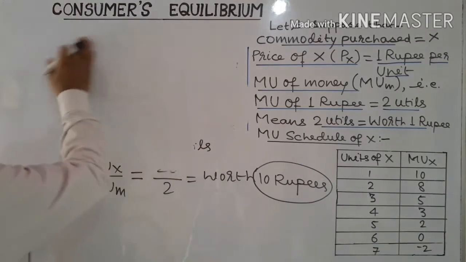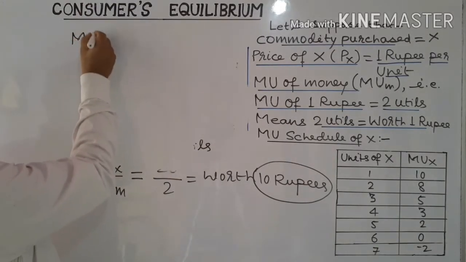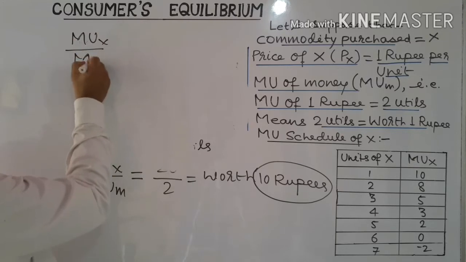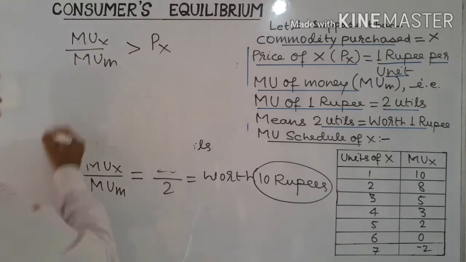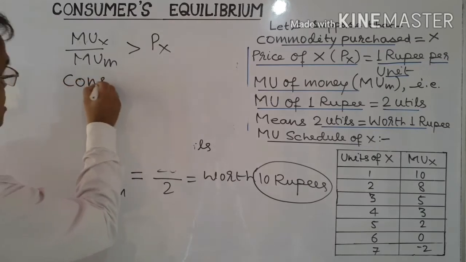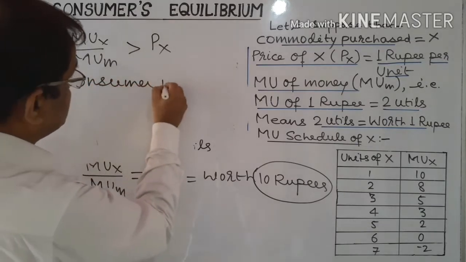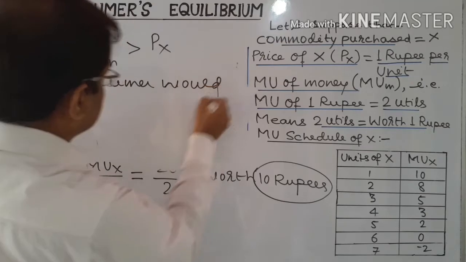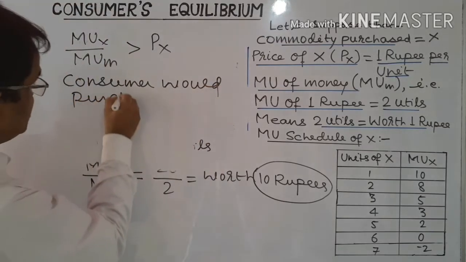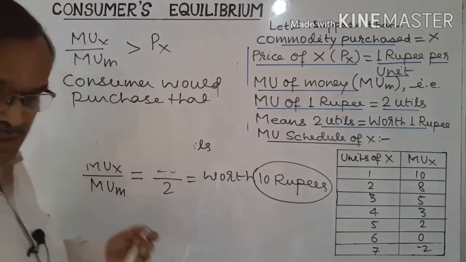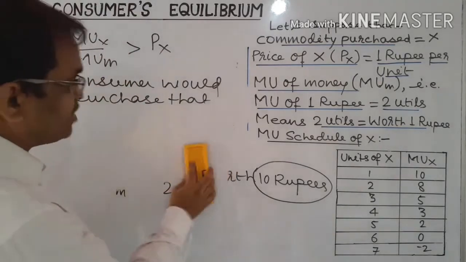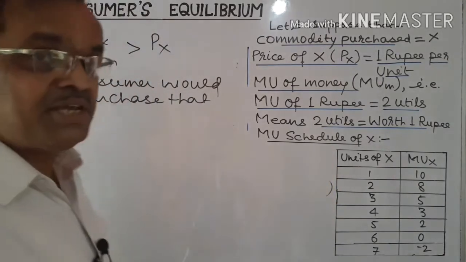Here what is the situation? It is MUx by MUm, that is more than the price paid. So what would the consumer do? The consumer would purchase that unit. And in a similar manner, how long will this go on? Until these become equal.